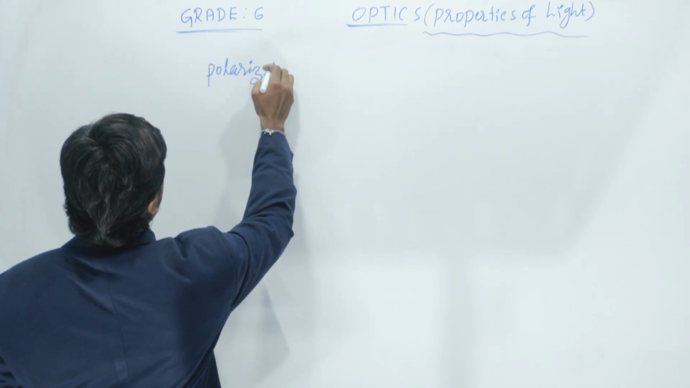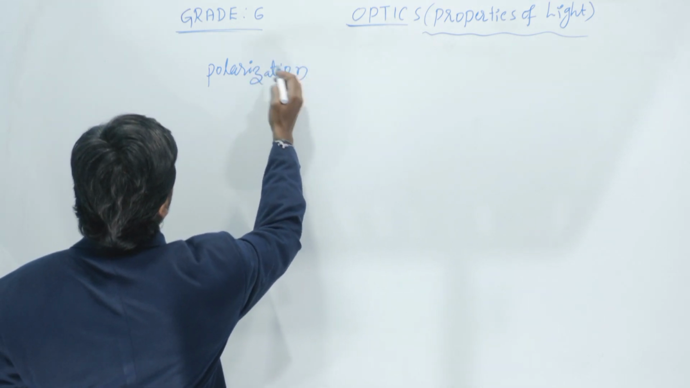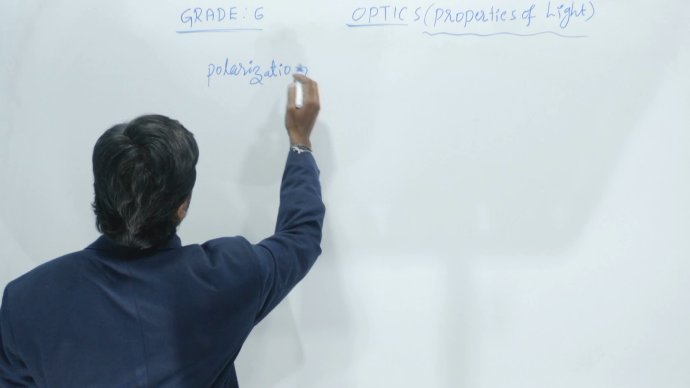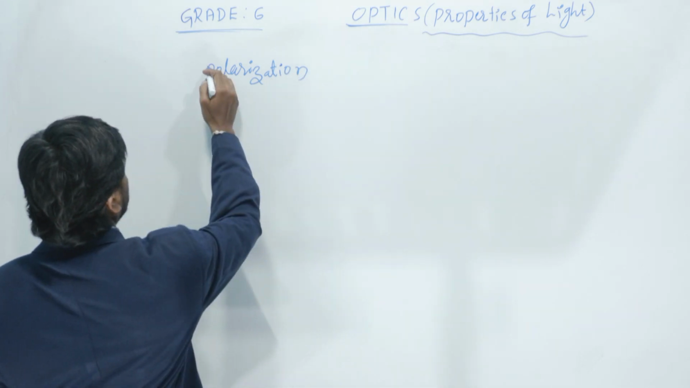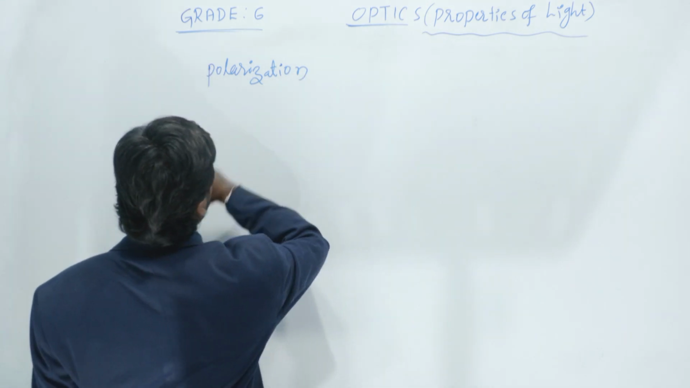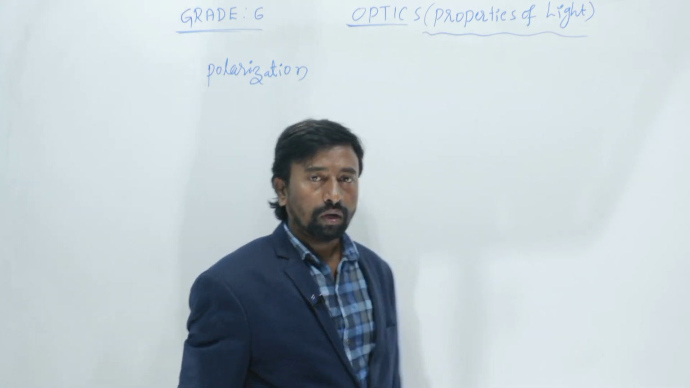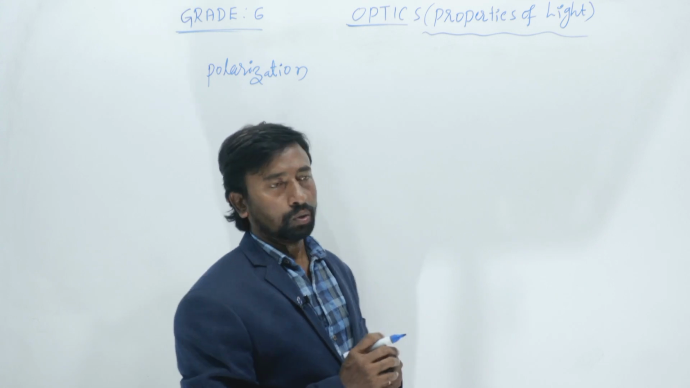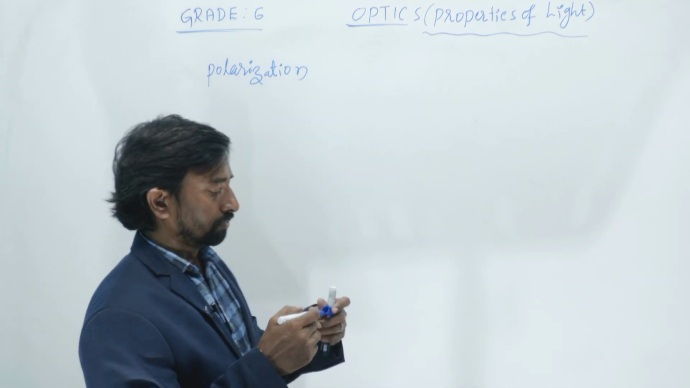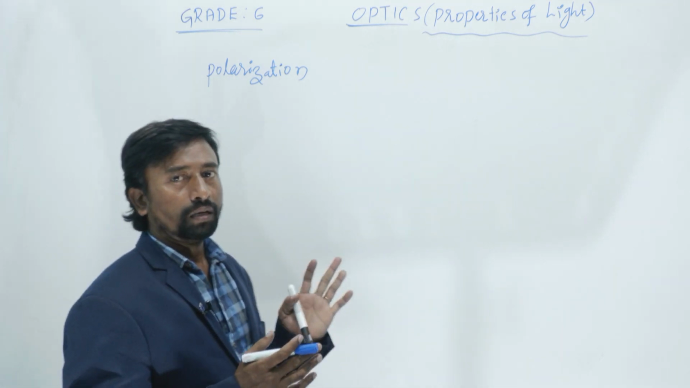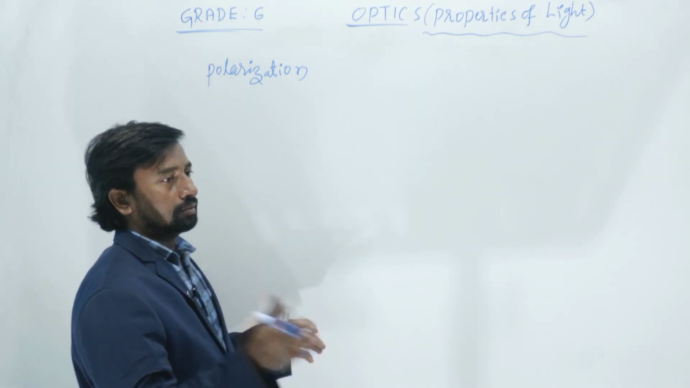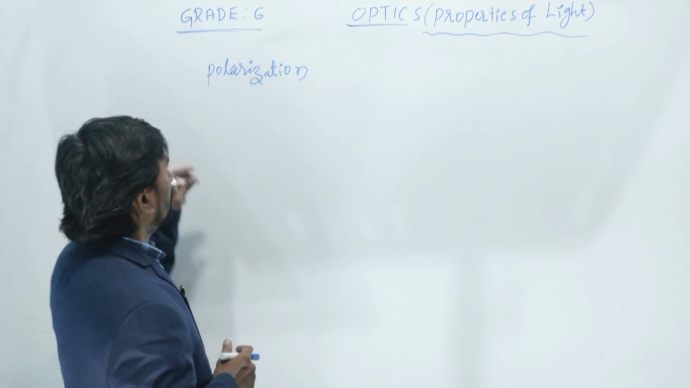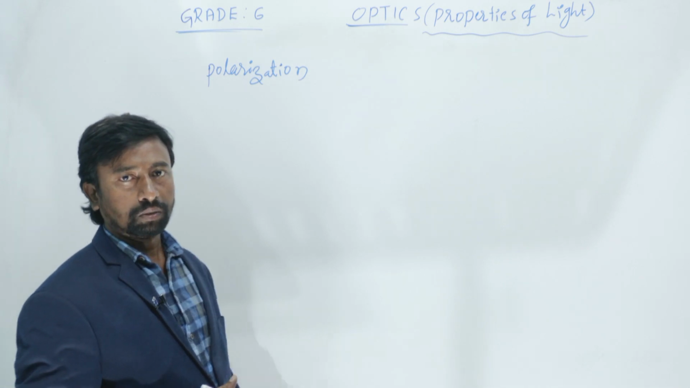Polarization means simply separation. Here, what does it separate? It separates the electric vector in the light wave. Only some intensity of the electric wave can be separated from the light whenever it passes through the medium.